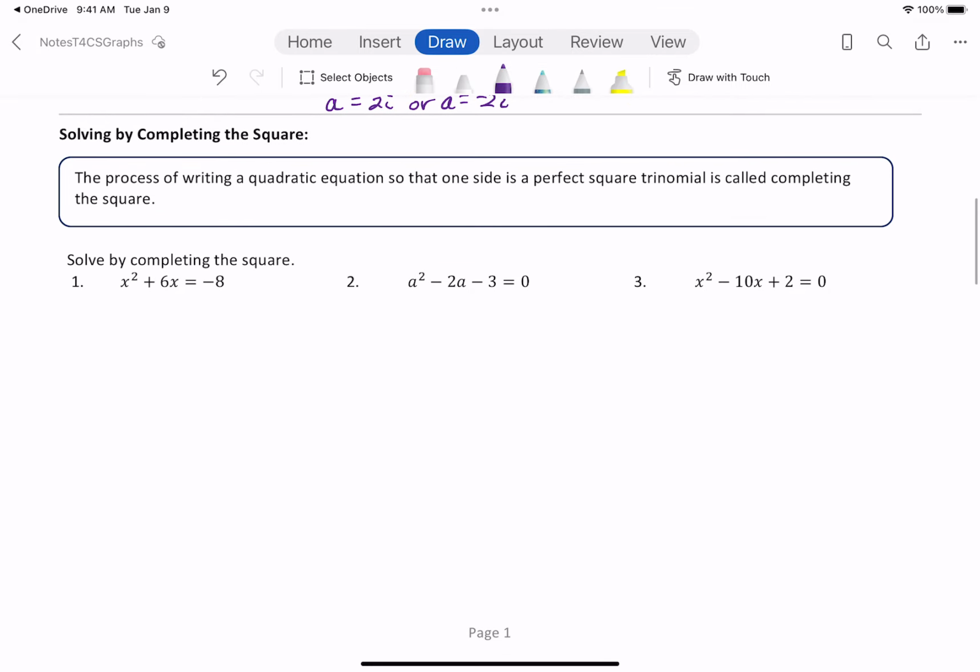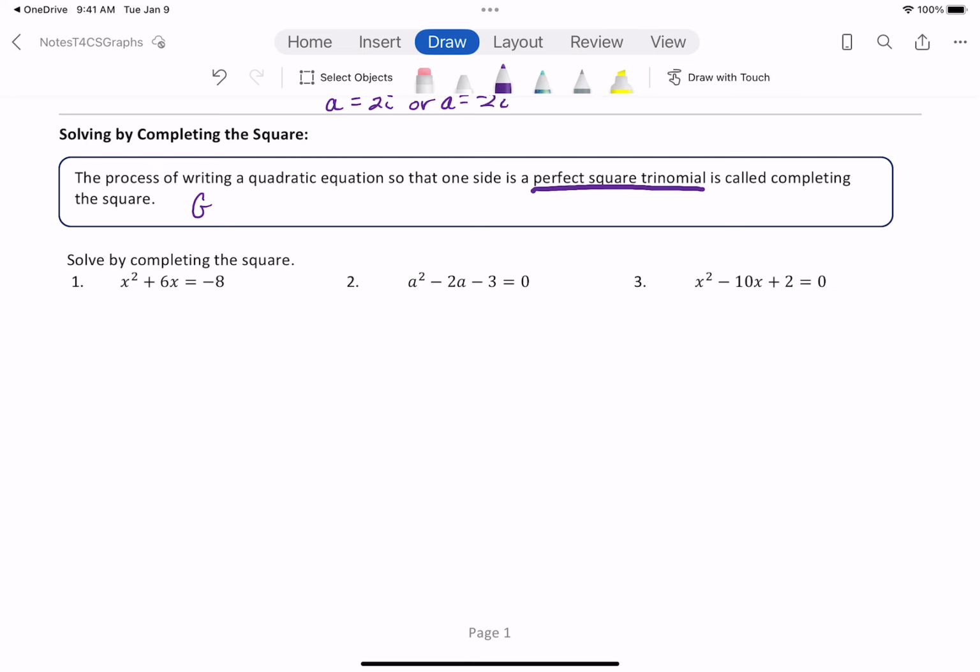Alright, so the next thing we're going to do, we're actually going to use that last case, and we're going to use some stuff that we've also previously learned. We can also solve quadratic equations by a process called completing the square, and this process requires us to rewrite one side so that it's a perfect square trinomial.